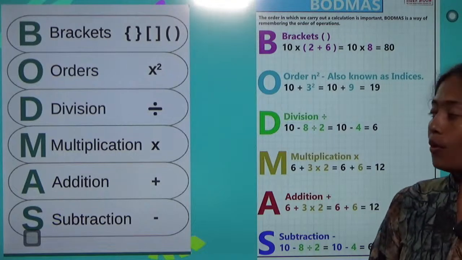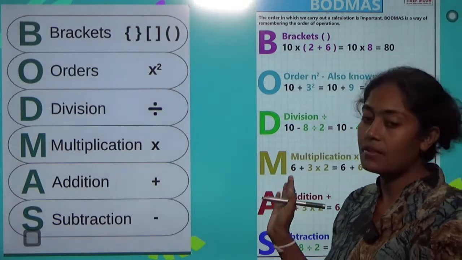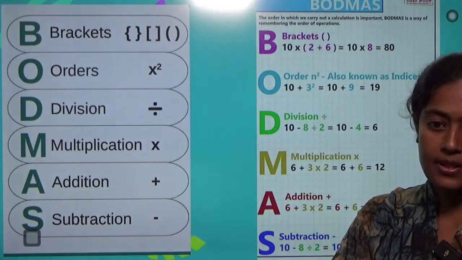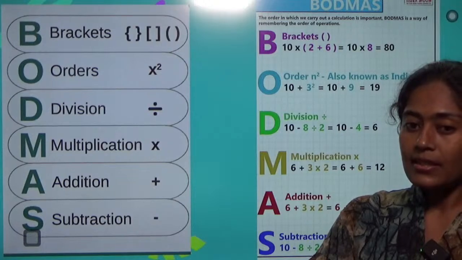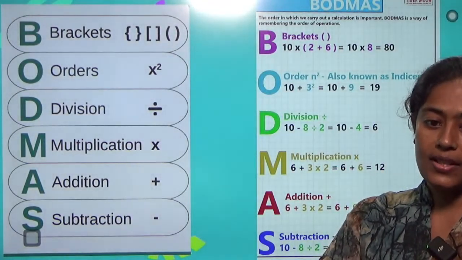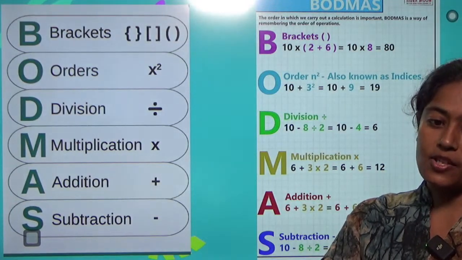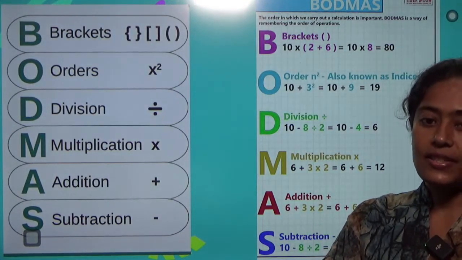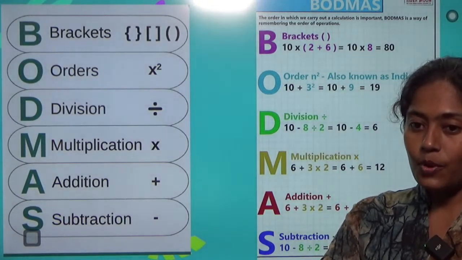So when you have all these together, think you have brackets, orders, division, multiplication, addition, subtraction, all those together in a numerical expression, first what we have to simplify? The things which are in brackets. Then orders, then you have to simplify division, then multiplication, then addition, finally subtraction. Did you get any idea about BODMAS?